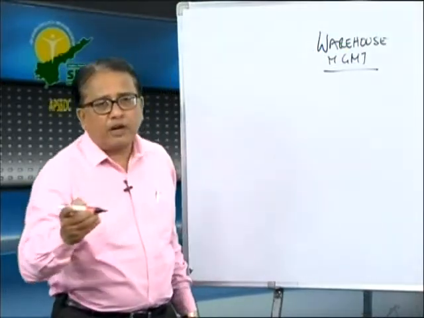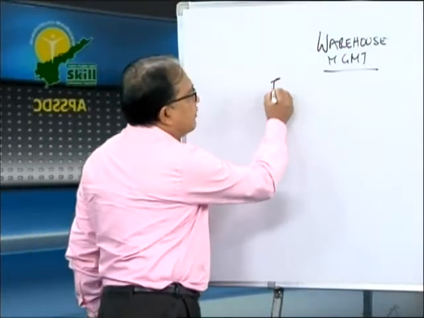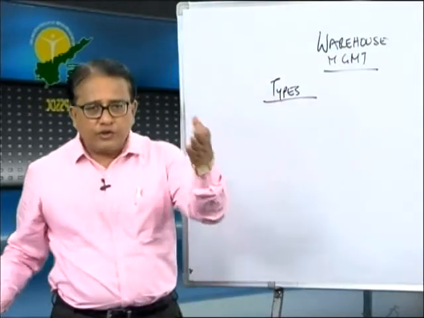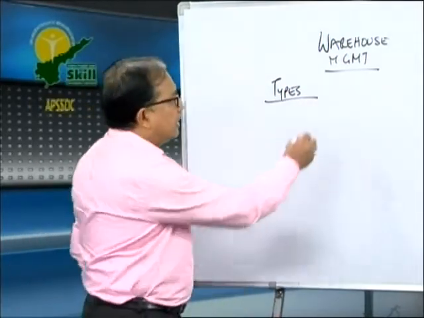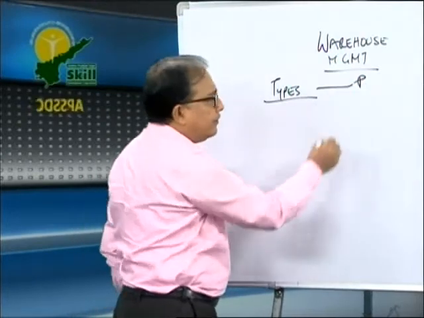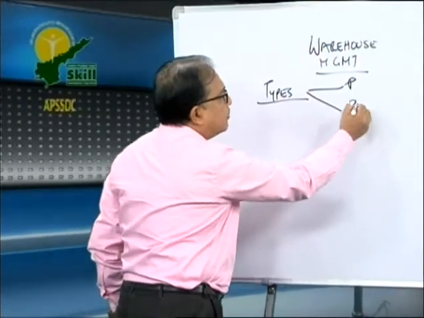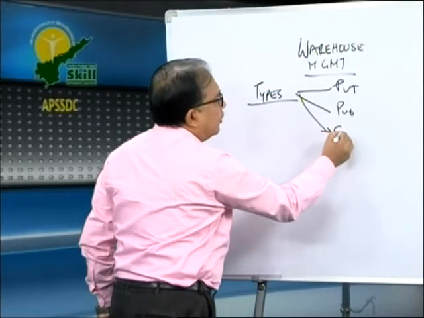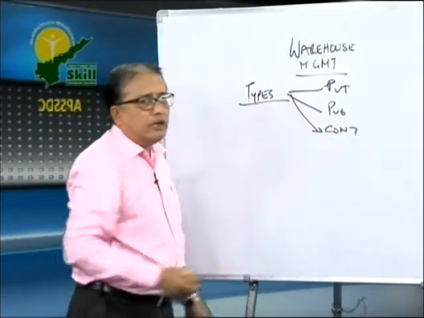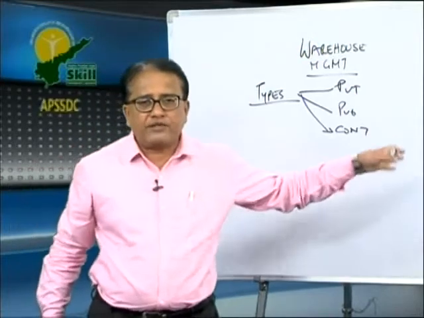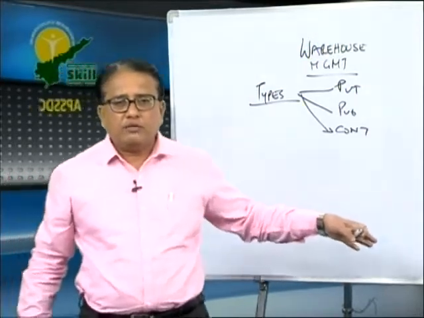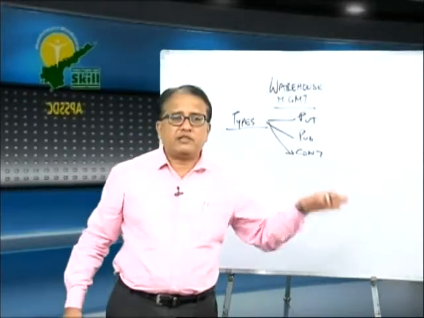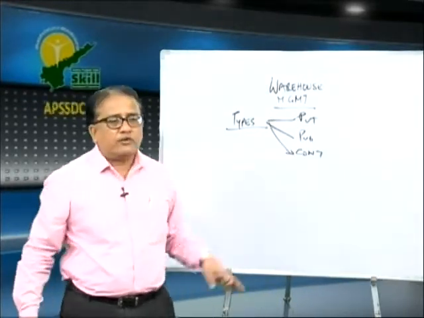Last time, in fact, we discussed the types of warehouse, and there are three types: a private warehouse, a public warehouse, and a contracted warehouse. We did a comparative study between all the three. We did a cost analysis. We discussed the benefits, the advantages and disadvantages of all the three types of warehouses.